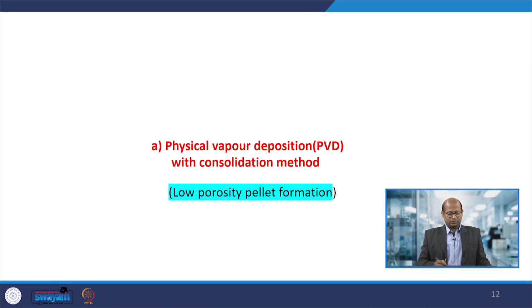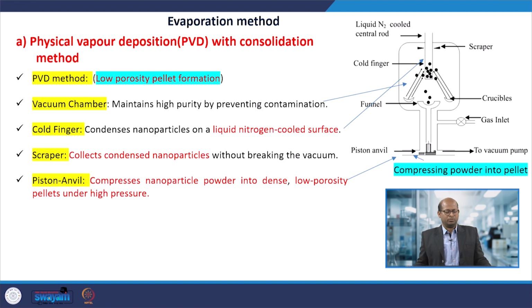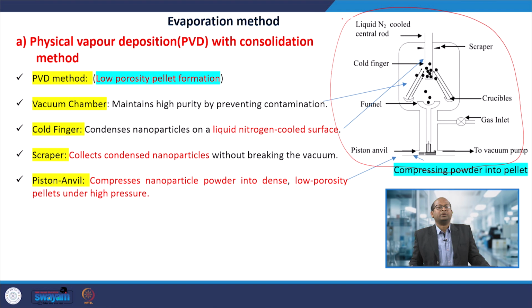Okay. Next we will discuss the details of physical vapor deposition. In this method we can synthesize or develop low porosity pellets. We can make pellets, and the porosity of that pellet should be very low. Here on the right-hand side a schematic diagram is shown. In this method, step by step, we can make our target pellet with low porosity. There is a vacuum chamber, and then a cold finger.